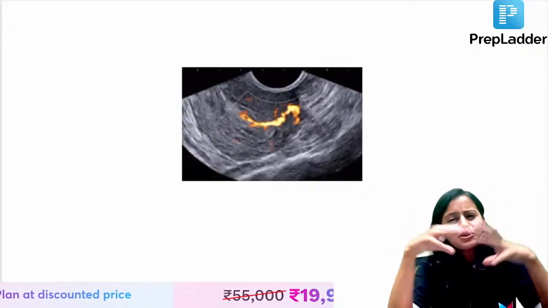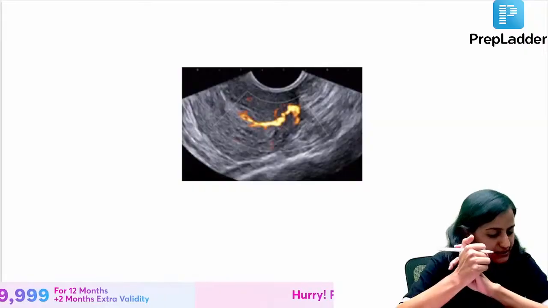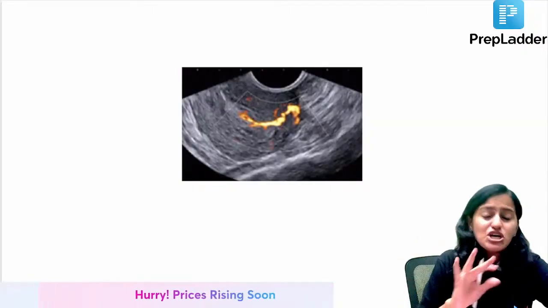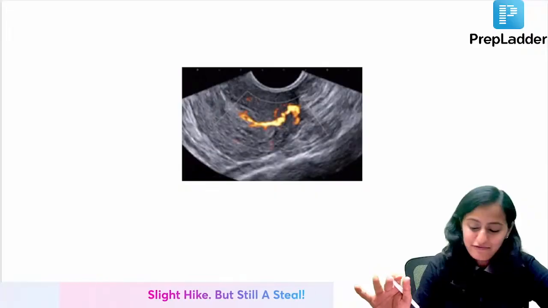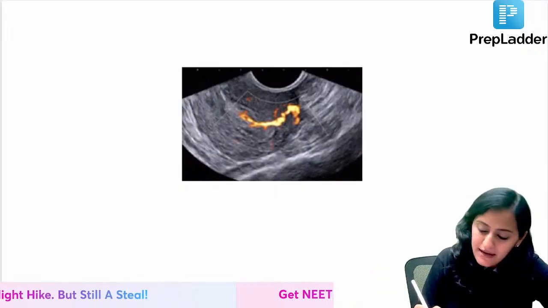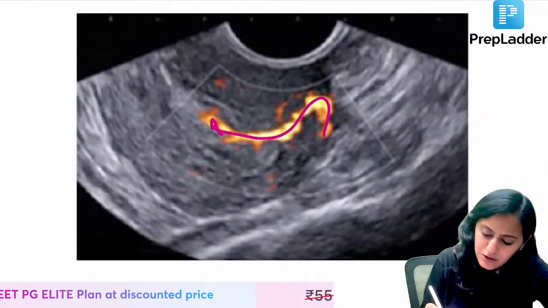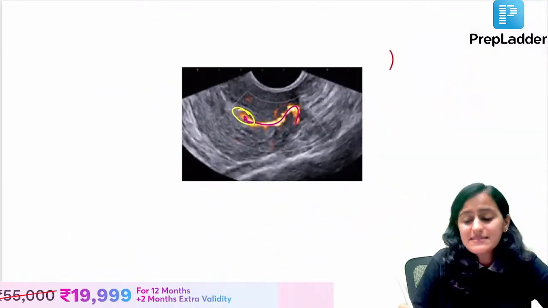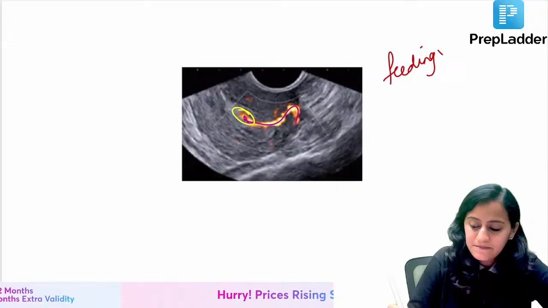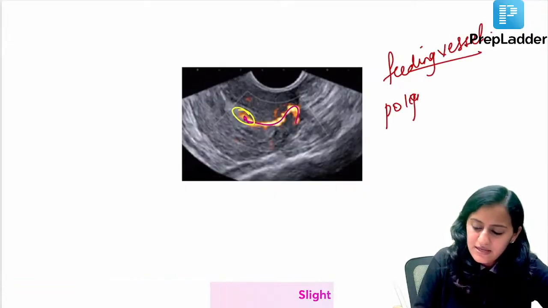In adenomyosis you will see a uterus which is very bulky and heterogeneous, right? Very good. This is not ring of fire. Remember, any orange color here is not going to be ring of fire. This is a Doppler image showing a vessel going into a lesion in the endometrium. This is the feeding vessel sign, which is seen in endometrial polyp.